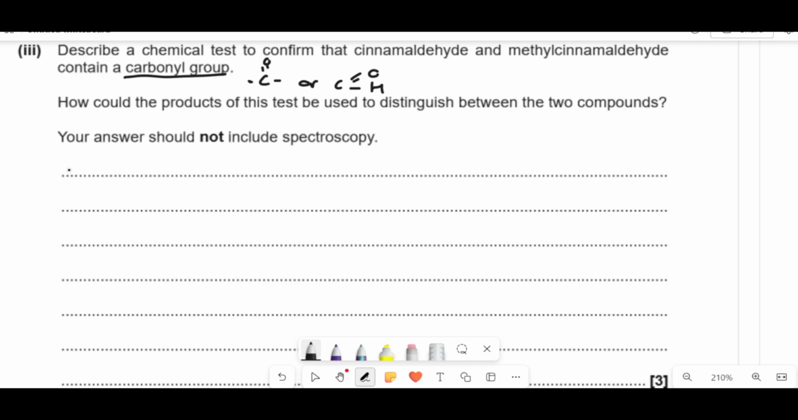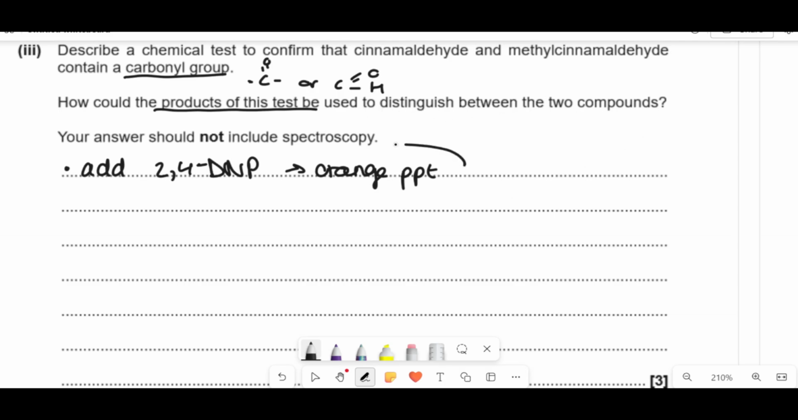The only way to do this really is to add 2,4-DNP, right? And what you'll end up making is an orange precipitate. But that's not enough, because it says, how could the products of this test be used to distinguish between the two of them? So how can the orange precipitates be analyzed to see what the differences between the two are? What you do is you take the precipitate and you work out its melting point, right?